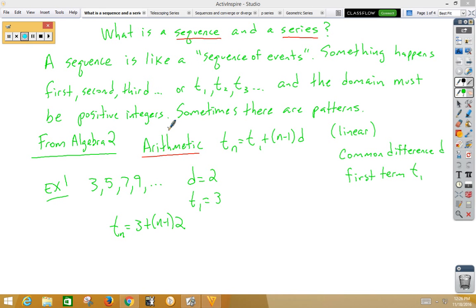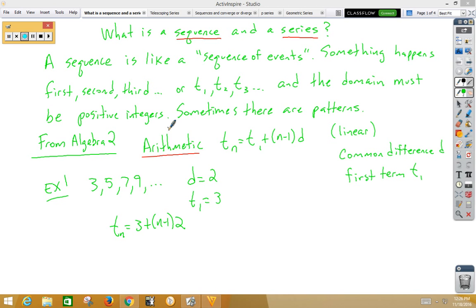In this video, we're going to talk about what is a sequence and a series. A sequence is like a sequence of events. Something happens first, second, third, and so on. Or if you think of it in math terms, we have term 1, term 2, term 3. So it's a bunch of numbers separated with commas.